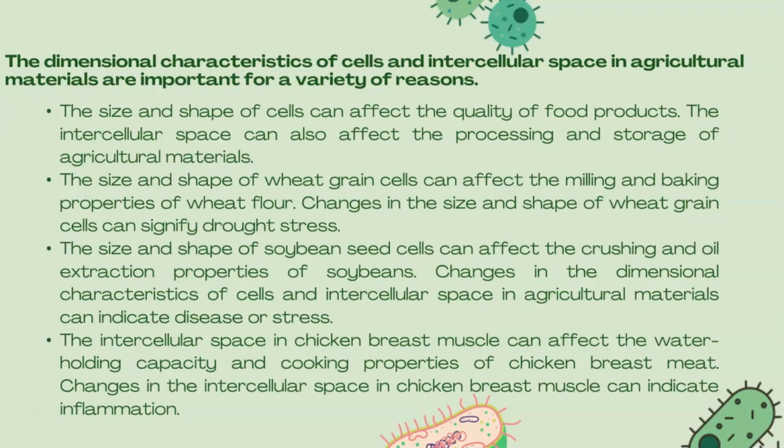Changes in the dimensional characteristics of cells and intercellular space in agricultural materials can be a sign of disease or stress. For example, changes in the size and shape of wheat grain cells can be a sign of drought stress. Changes in the intercellular space in chicken breast muscle can be a sign of inflammation.